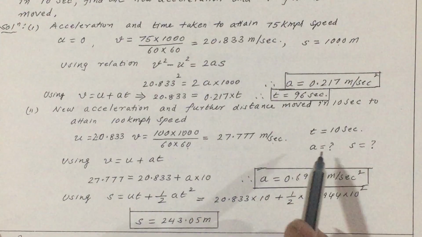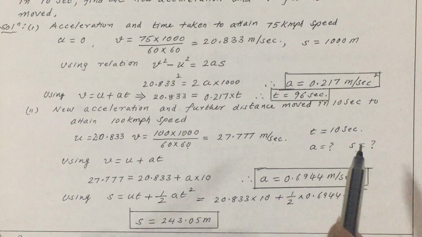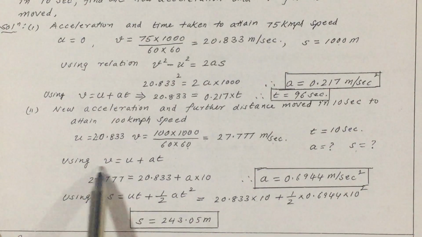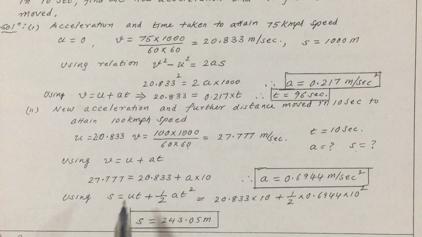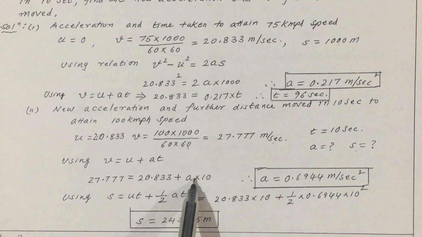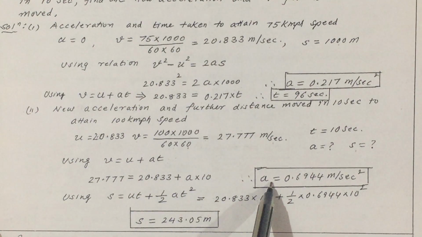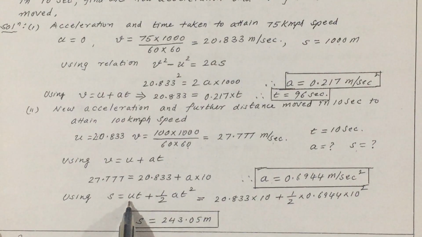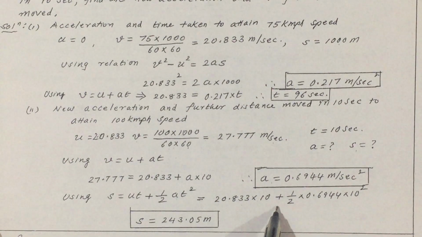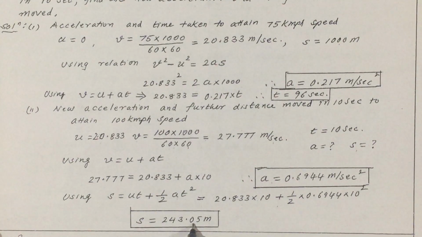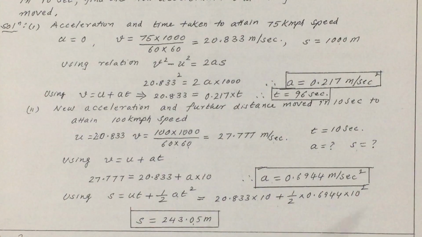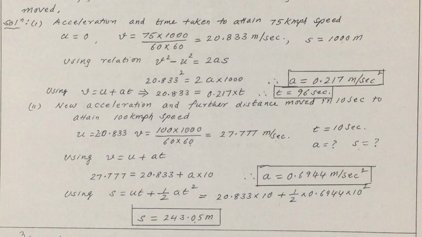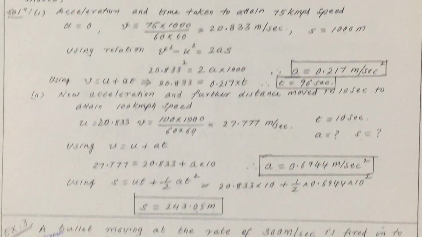Time is 10 seconds. We need to find acceleration and the distance travelled. Using the equation v is equal to u plus at, substitute all the things, you are going to get acceleration. Then using the relation s is equal to ut plus half at square, substitute the things, you are going to get s is equal to 243.05 meters. This is regarding second problem.